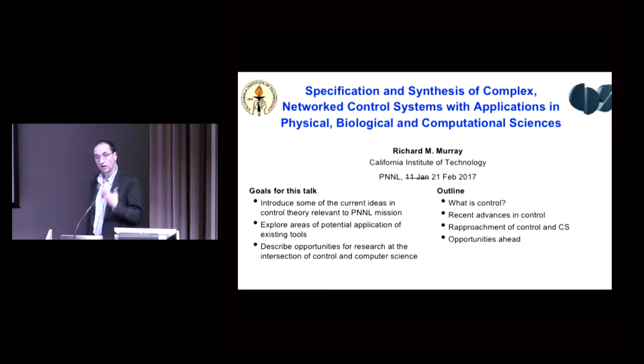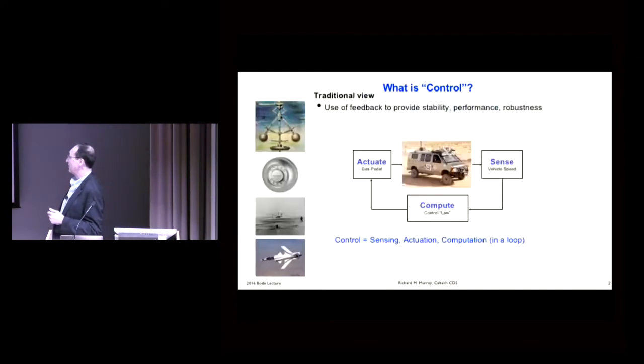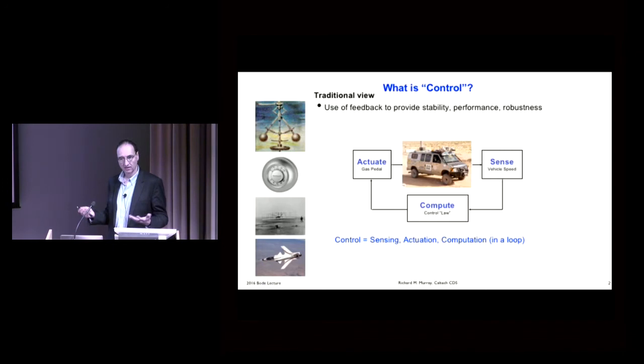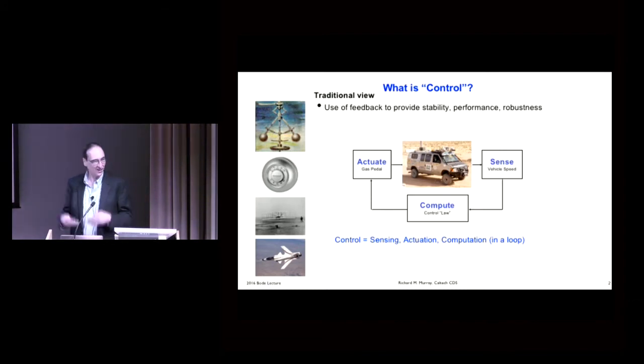Okay, so let me start by saying a little bit about what is control. The traditional view of control, which anybody who's taken a controls class has certainly seen, is that the idea is to use sensing, actuation, and computation in a feedback loop to provide stability, performance, and robustness. Right? So think about cruise control as the prototypical example. You set it, I drove in from the airport, I set it to 65 miles an hour, it drove me at exactly 65 miles an hour. There were no hills actually, but if there had been hills between here and the airport, it would have held it at 65 miles an hour, right? All of those good things in a very good way.